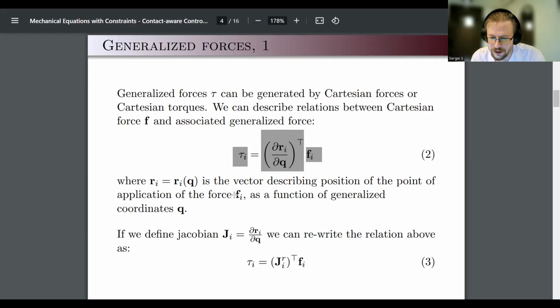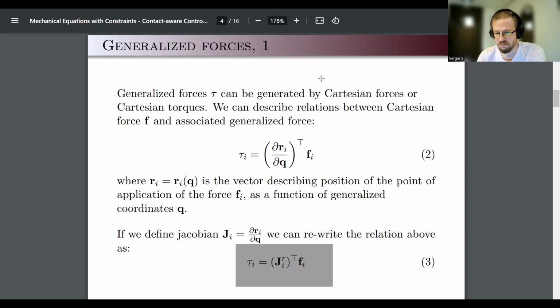Now we can denote this Jacobian, dr/dq, as G_i^r. Sorry, I missed the r here. G_i^r. Right. And what we have is that this generalized force can be found from Cartesian force by multiplying it by this Jacobian transposed. Okay, so this is a very neat and handy notation.